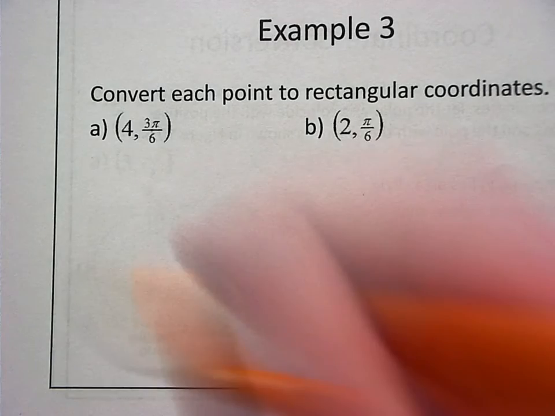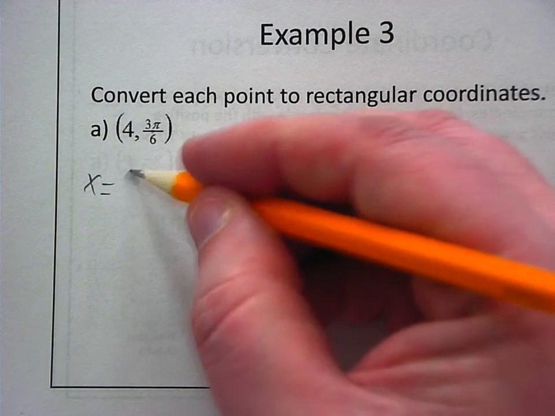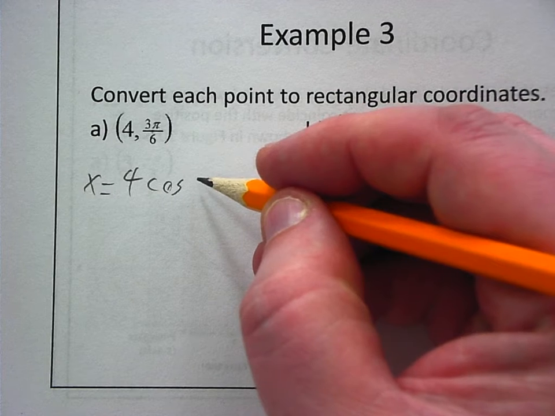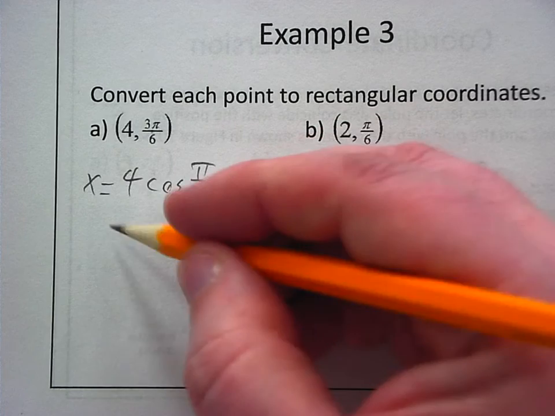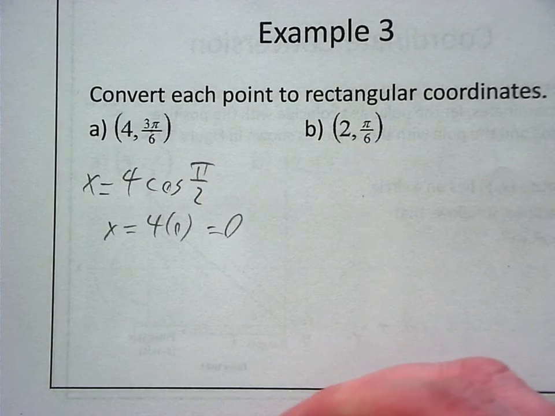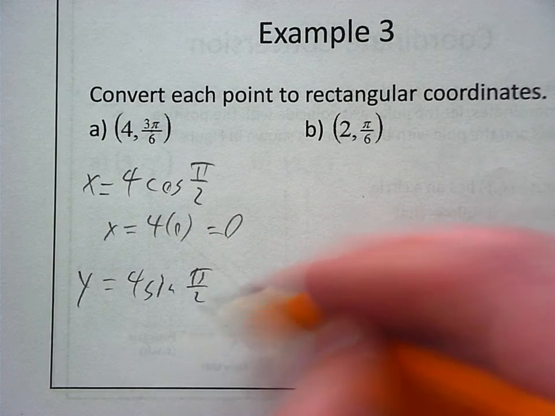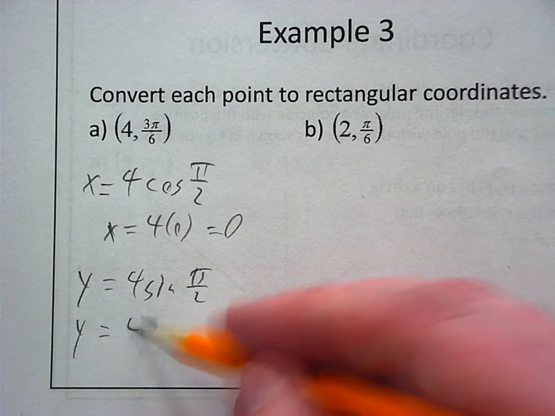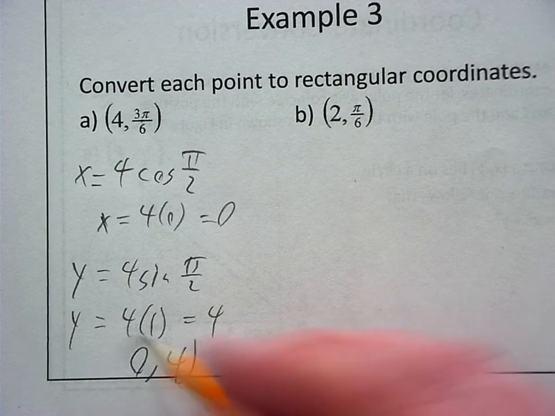Well, formulaic-wise, my x value is going to be equal to 4 times cosine. Well, what's 3 pi over 6? Pi over 2. What's cosine of pi over 2? 0. So x is 0. For y, 4 sine pi over 2 will give me what? 4. It's 4 times 1. So the coordinate would be 0, 4.